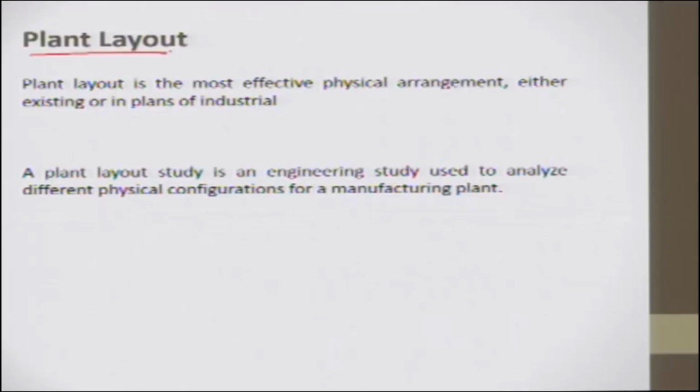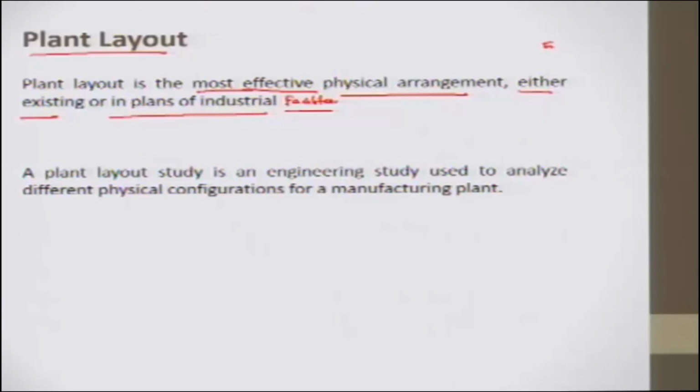So how do we define a plant layout? Plant layout is the most effective physical arrangement, either existing or in plans, of industrial facilities. So it has to be most effective. How it can be most effective? We will see. Now it is arrangement of machines and equipment, and it considers all the M's of management.